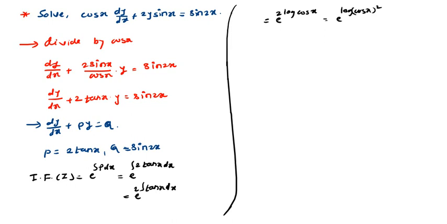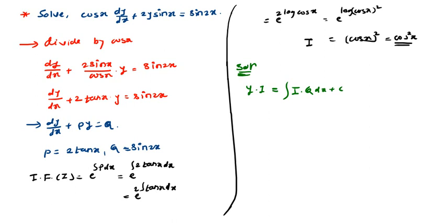Okay, so finally what remains here is cos x whole square, which is nothing but cos square x. So we get the integrating factor I is equal to cos square x. So finally we can find its solution. The solution is given by y into integrating factor equals integral of integrating factor into q dx plus c, which is equal to the integral of integrating factor cos square x into q, which is sin 2x.